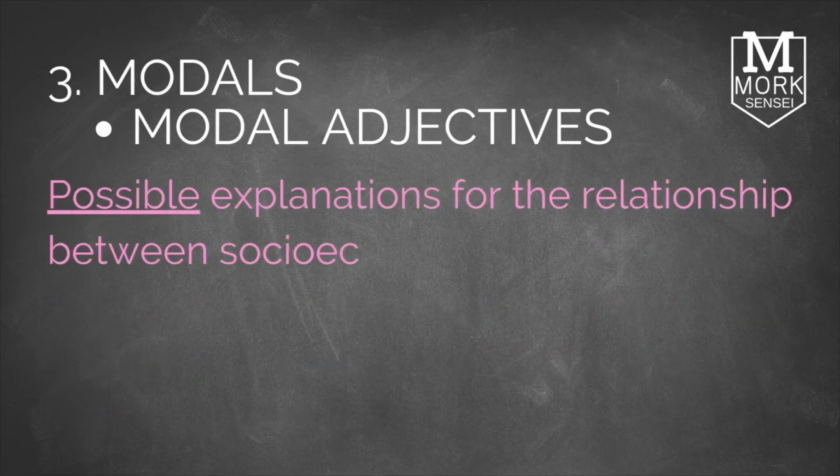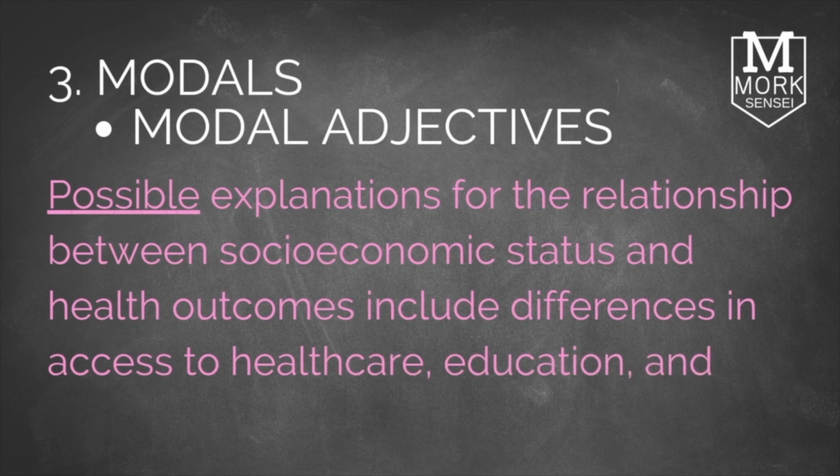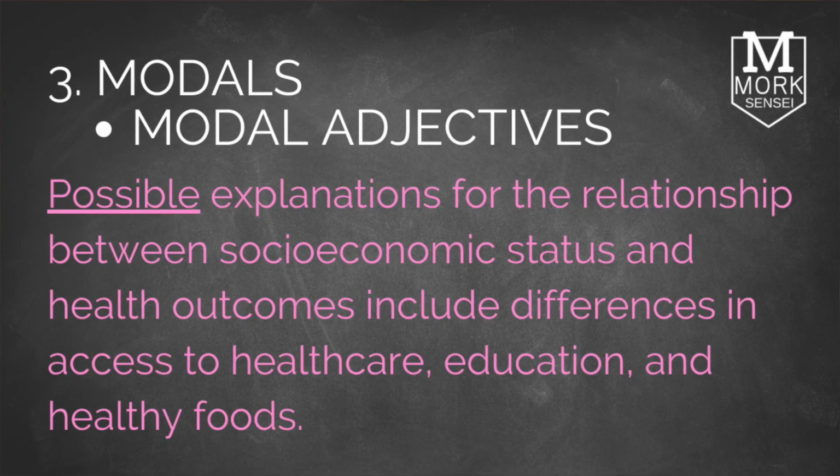Possible explanations for the relationship between socioeconomic status and health outcomes include differences in access to healthcare, education, and healthy foods.